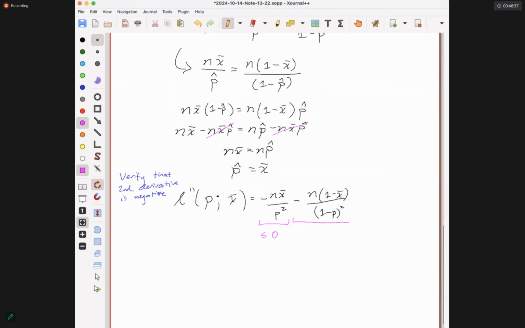Now this whole thing, including the negative sign, n is positive, and x bar is either positive or 0. And if it's 0, then this has to be positive. So this would be less than 0. And 1 minus p squared is positive. So this whole thing, including the negative, is less than or equal to 0. And so this is less than 0 for all p, in fact, on our interval 0, 1.